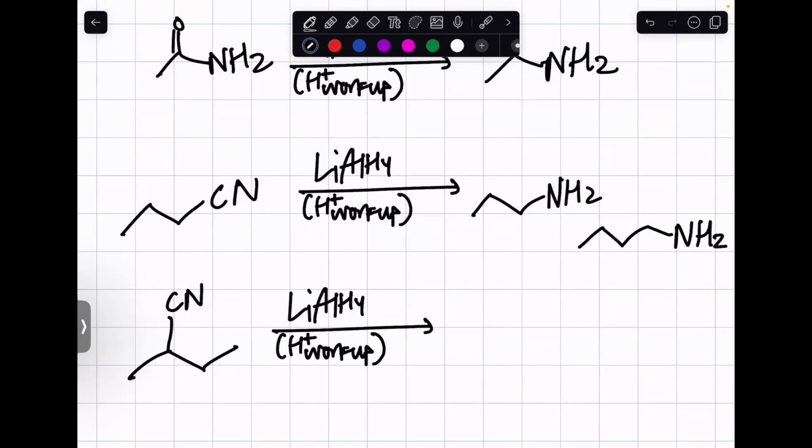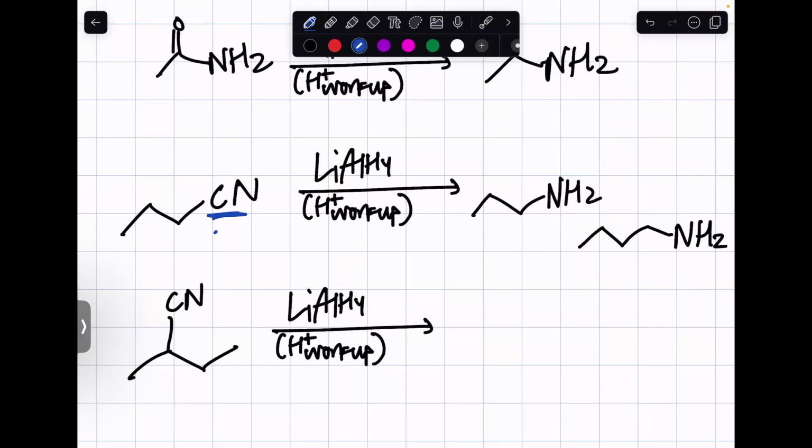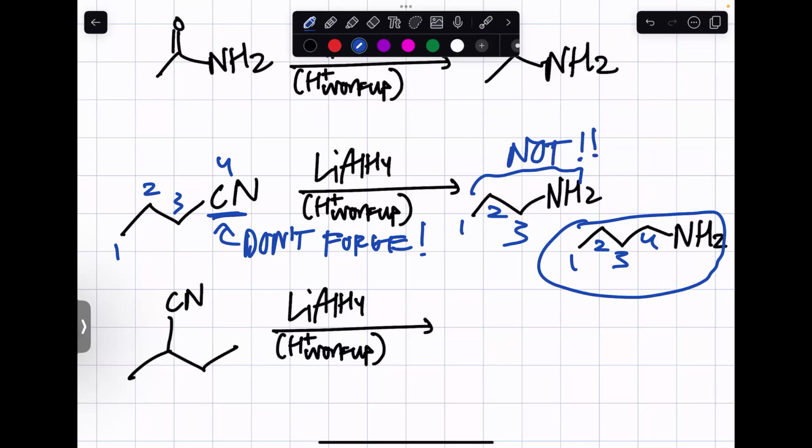I'll take the latter one. Yes, because the other one has three carbons, while the first structure has 4. A lot of people forget about that extra carbon of the nitrile. Don't forget that. This one has 1, 2, 3, but we had 1, 2, 3, 4 carbons, which this one has, so it's this one, not that one. That's a common mistake people make when reducing nitriles: they miss that carbon.